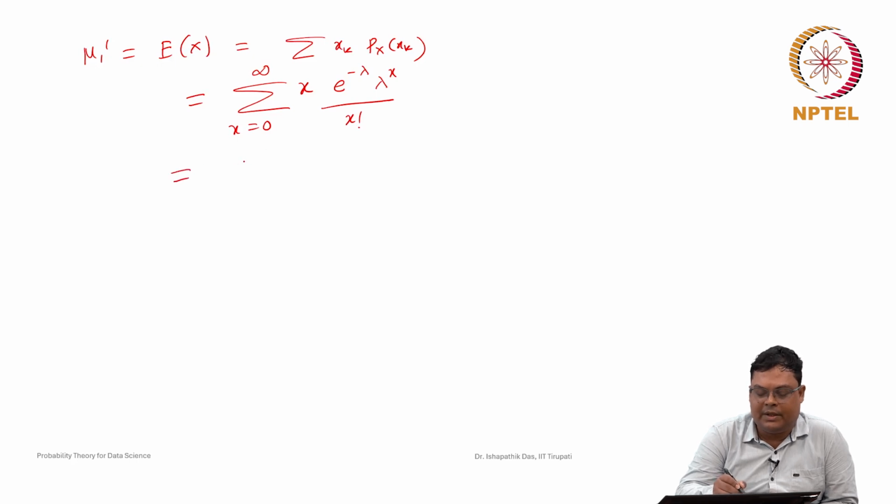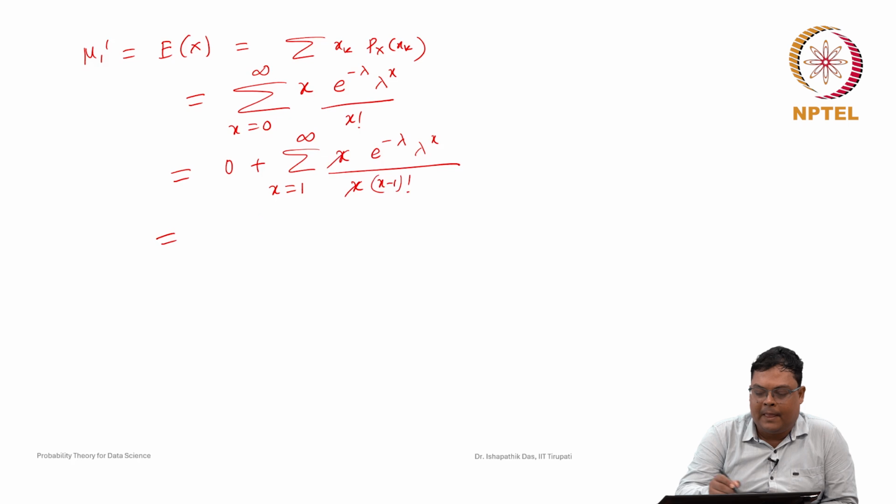Simplifying, this is nothing but the summation. For x equal to 0, the term is 0, so it is 0 plus the summation x equal to 1 to infinity of x, e to the power of minus lambda, lambda to the power x by x factorial. We can write x factorial as x into x minus 1 factorial, so the x cancels.